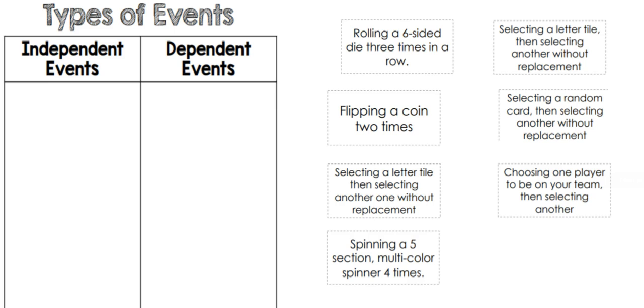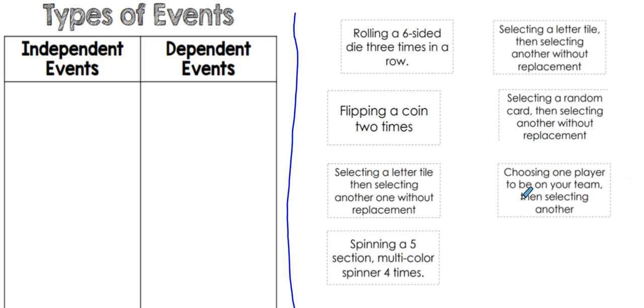Okay, so look at this page. Yours might be in a different order than I have here, but you have all of these different events. What I want you to do is cut out each of these, and then cut out the side of the sheet that has the table. Then decide whether each of these events is independent or dependent.